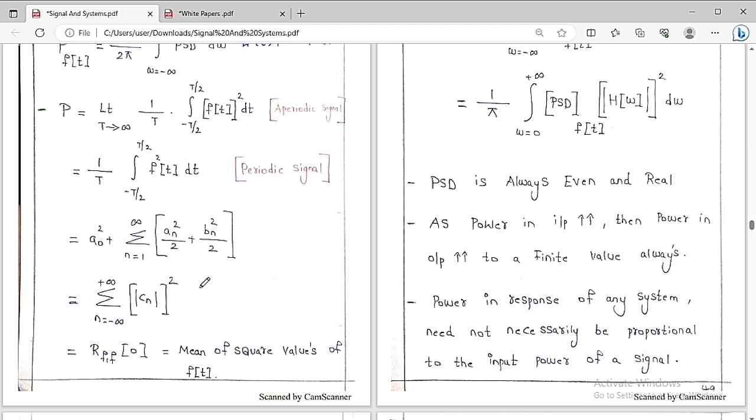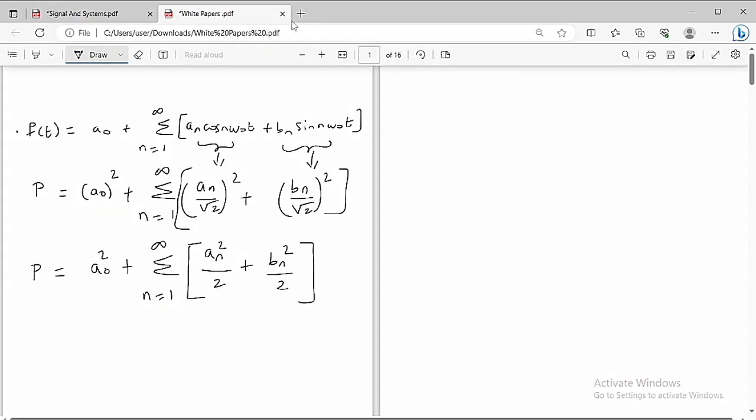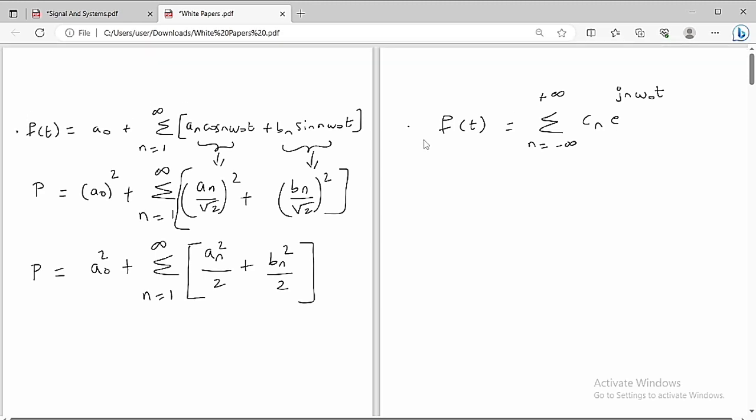I already told you the expression of the Fourier series in the trigonometric form and in the exponential form. f of t is equal to the sum from n equals minus infinity to plus infinity of cn into e to the power of j n omega naught t. So this is the expression of the Fourier series in the exponential format.